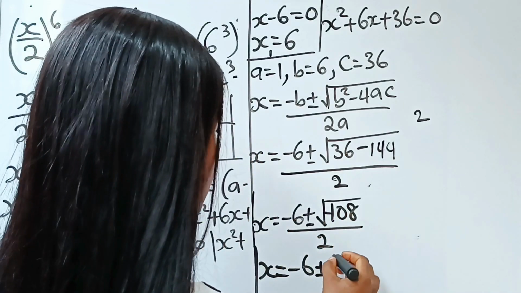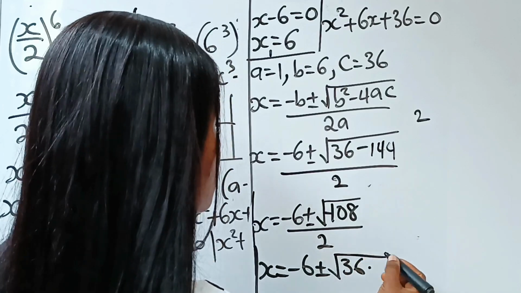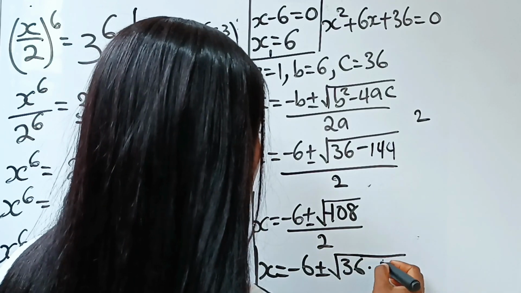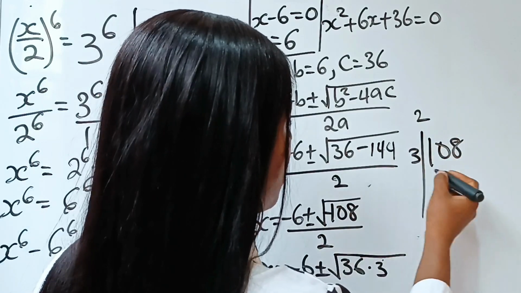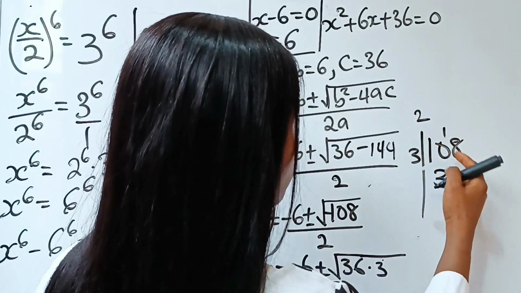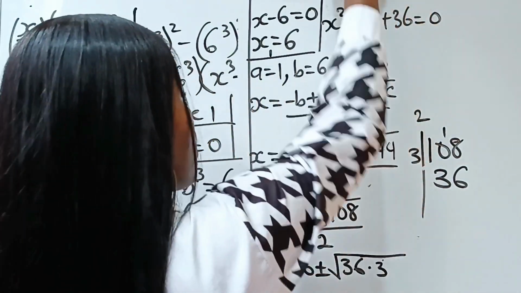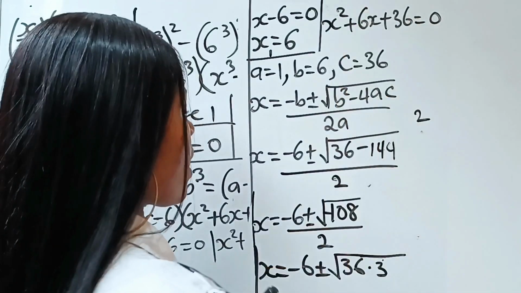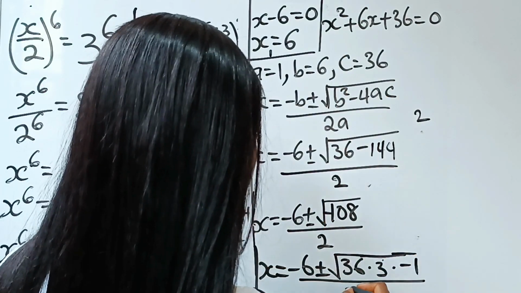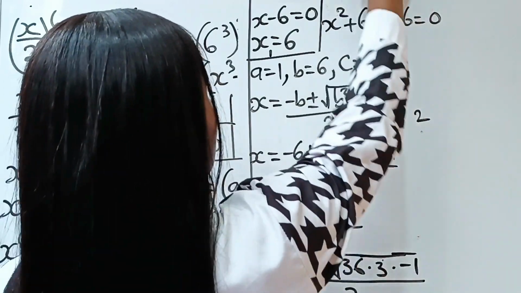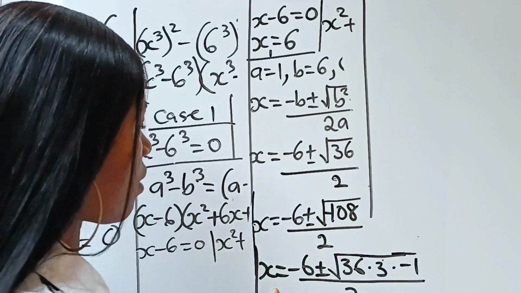Now 108 can be expressed as what? We can express this as 36 times 3. Let me check first. 108, let's divide by 3. This will give us 36, right? Yeah, so it's going to be 36 times 3. I'm right. All right, multiplied by, remember we have negative sign, so minus 1, everything divided by 2. Now let me go and continue from here.